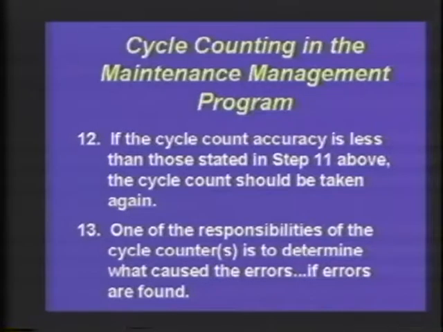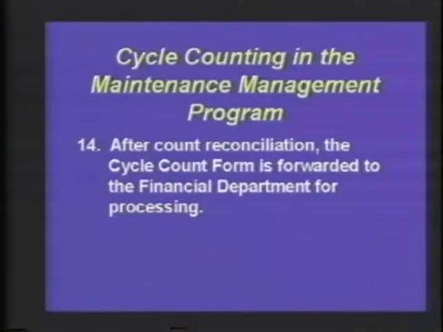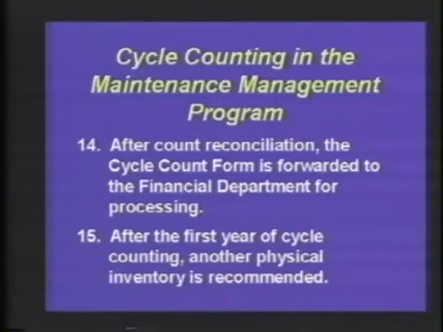Step 14 is after count reconciliation, the cycle count form is forwarded to the financial department. This is a legal source document, just like your annual physical inventory cards. Remember, cycle counting is replacing the physical inventory. Item 15 indicates that at the end of the first cycle count year, you may want to take a second inventory. This is really a financial department responsibility. And from that point on, you can maintain the cycle counting program.